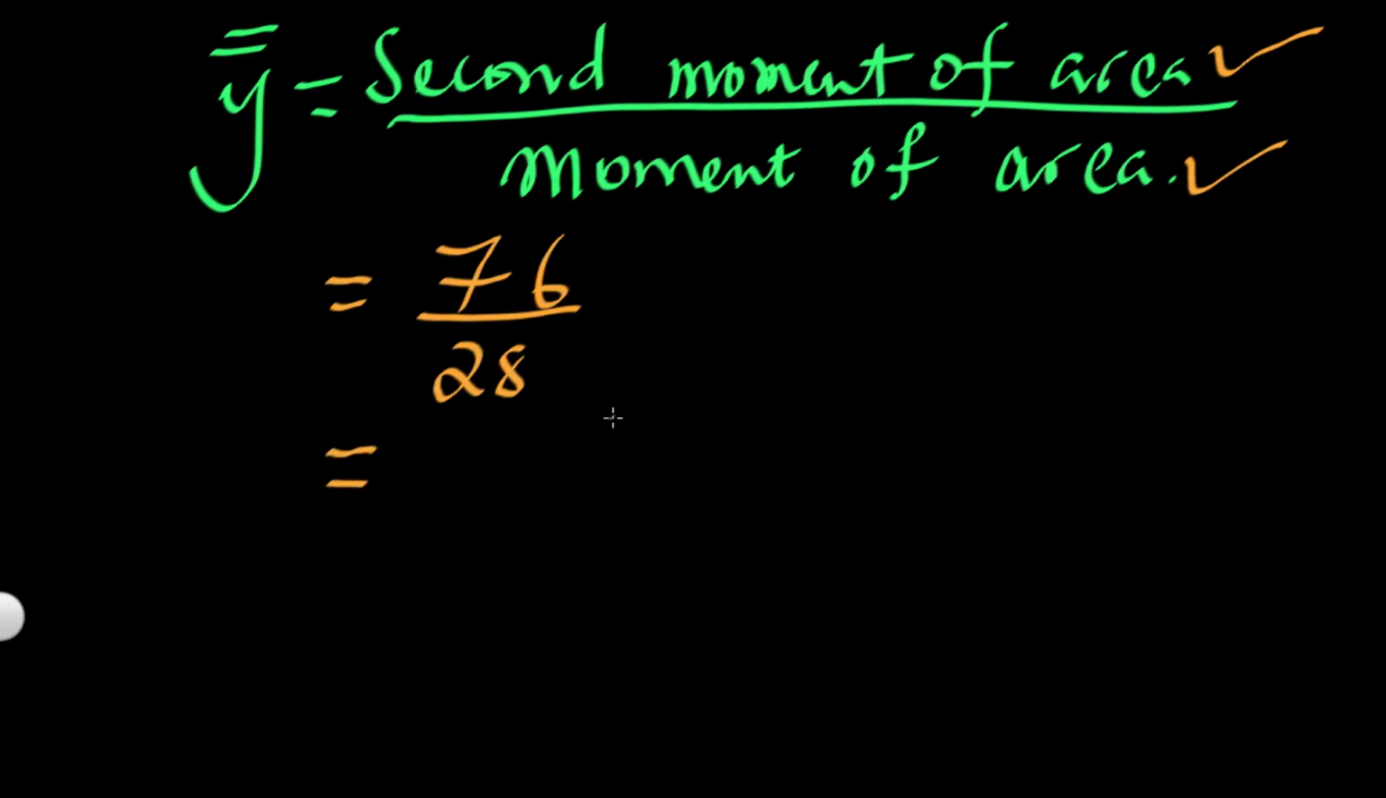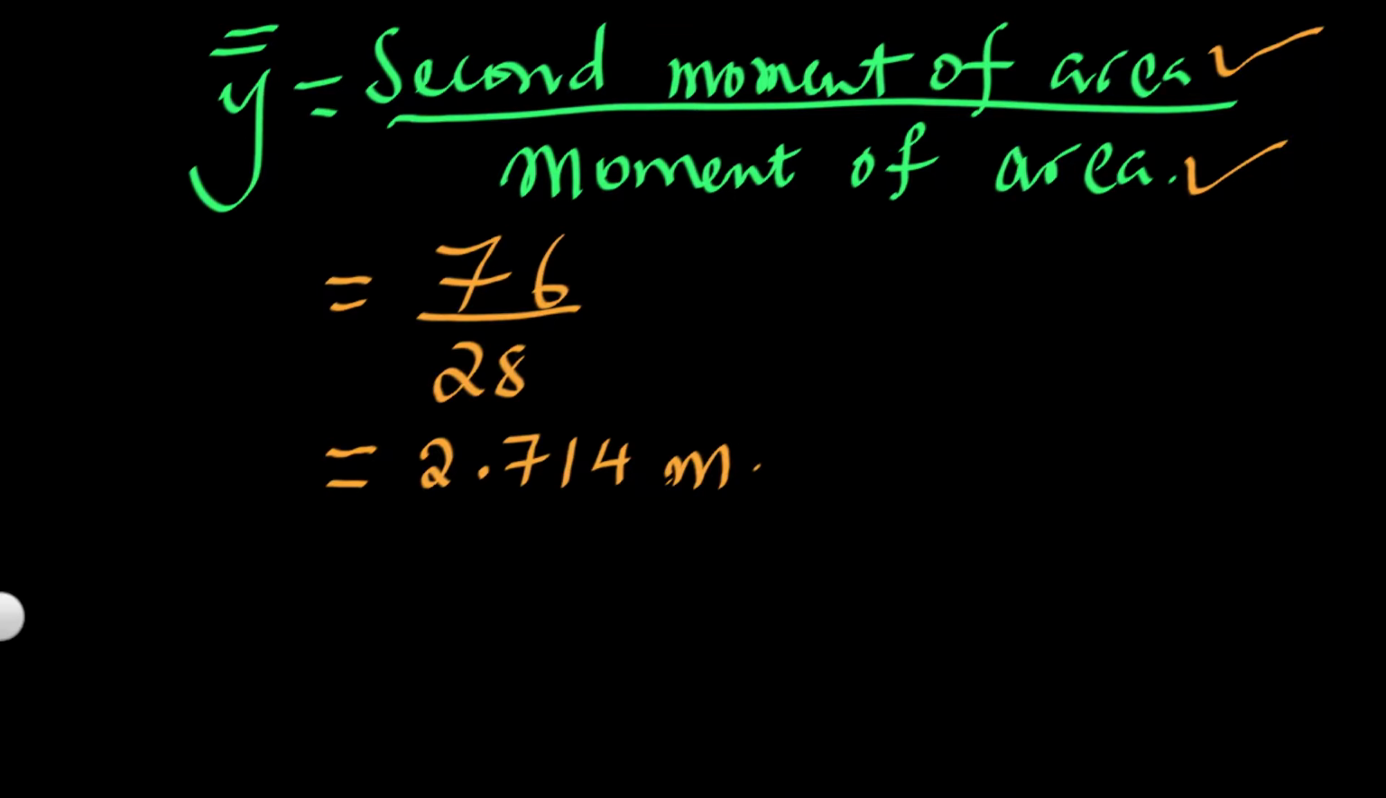This is a depth, by the way. It will be in meters. So if we say 76 divided by 28, the answer is 2.714 meters.